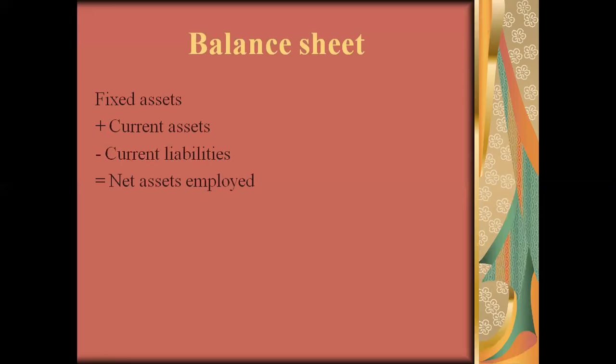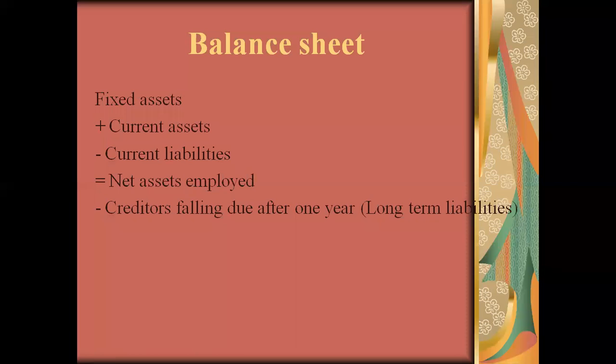And why are we calling it net? Because you have to pay current liabilities first at the end of the year. So after paying it, you see what amount is left with you in the form of assets. Because assets, you know, are actually the financial strength of the business and they are later used to support business activity. So if you now minus creditors falling due after 1 year, this is another name which is used for long-term liabilities or non-current liabilities, and we can call it creditors as well.